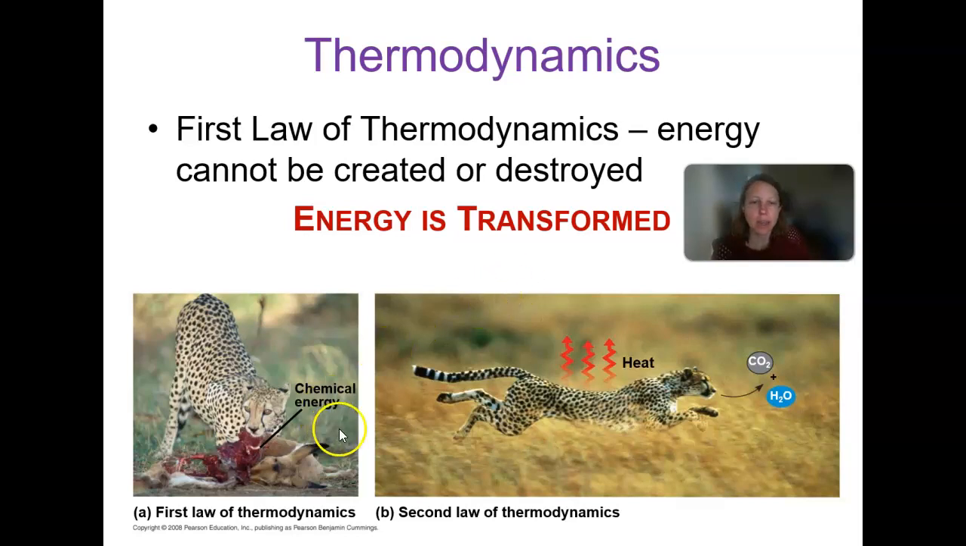So in this case, we have this cheetah running really fast. It is losing energy to the environment through heat and through the chemical reactions that it's running. And it got that energy by consuming food. Same thing is going to be true for us, just a little bit less dramatic.